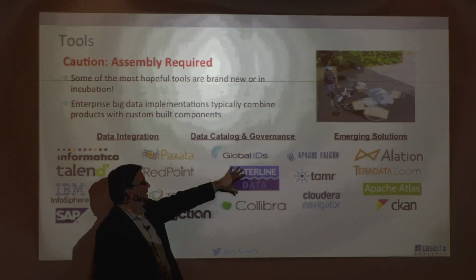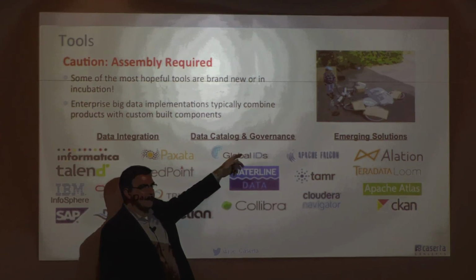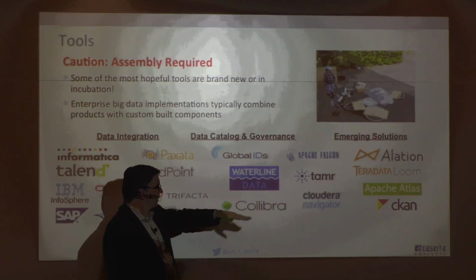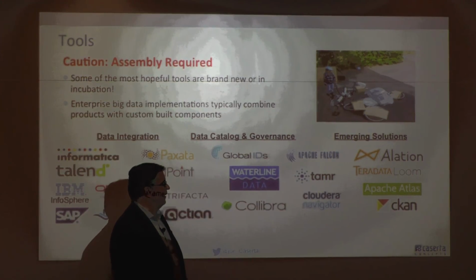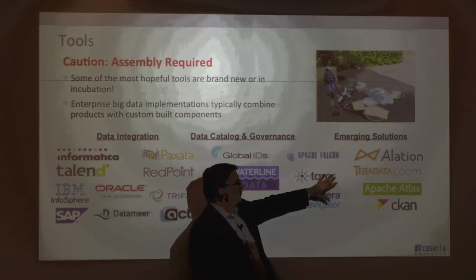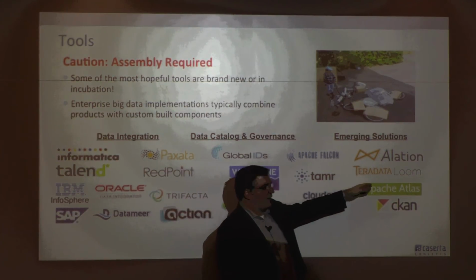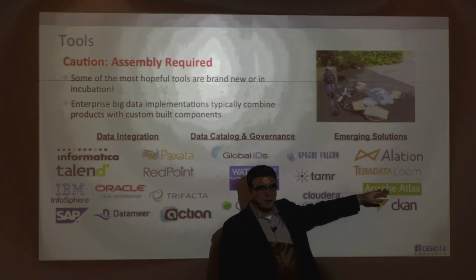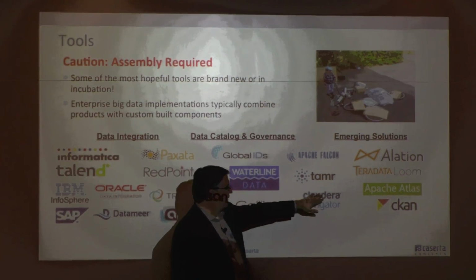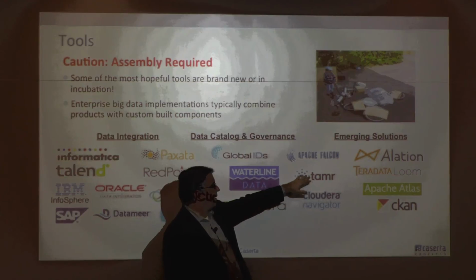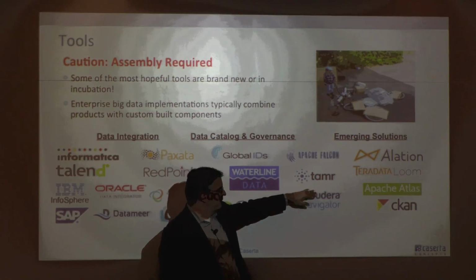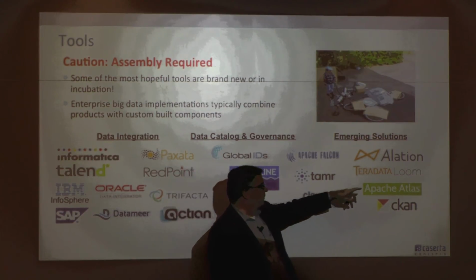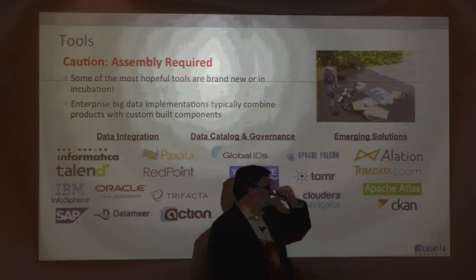For data governance and data cataloging, Global IDs, I think they're based out of New York. Waterline, Collibra for data dictionaries and business glossaries, and then some of the new emerging technologies. Apache Atlas is kind of the data governance offering for Hortonworks. Navigator is Cloudera's offering. Tamr uses machine learning in order to do ETL, created by a guy named Michael Stonebraker, very smart guy. Teradata uses Loom, which is their data dictionary.